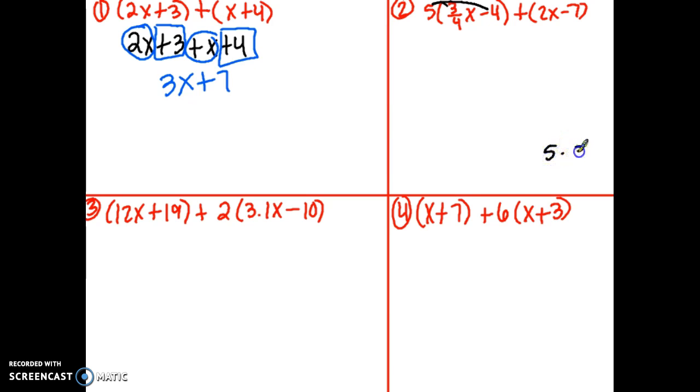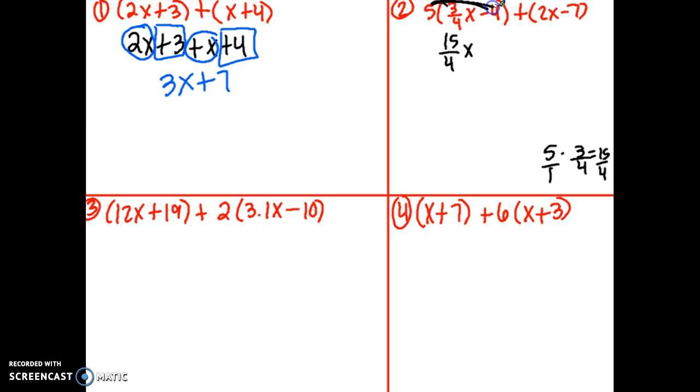5 times 3/4. To multiply a fraction by a whole number, put your whole number over 1, and then multiply straight across. 5 times 3 is 15. 1 times 4 is 4. I'm going to leave that as 15 over 4 for right now. We'll simplify at the very end. So that's 15 over 4x.